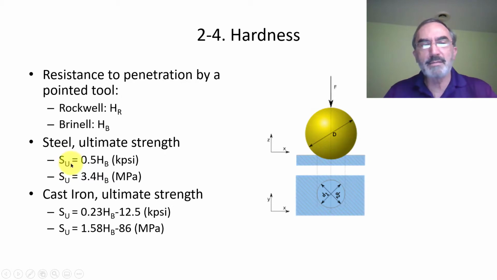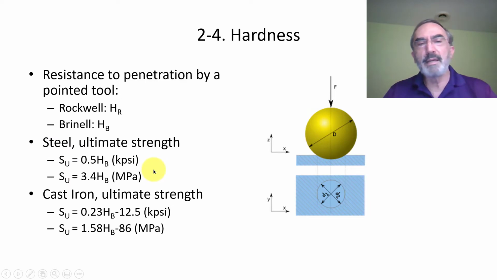This is where you guess. My S_U, T or C, tension or compression, this is the ultimate strength at the top of the curve. I can guess that as 1/2 of the Brinell hardness if I'm working in KPSI, or 3.4 times the Brinell hardness if I'm working in MPa. Now, these equations don't come from any rationality. There is no Newton's law or anything like that behind them. It's just that I have data of S_U and I have data of H_B, and I put it on a plot and it looks like 1/2 of H_B is S_U.